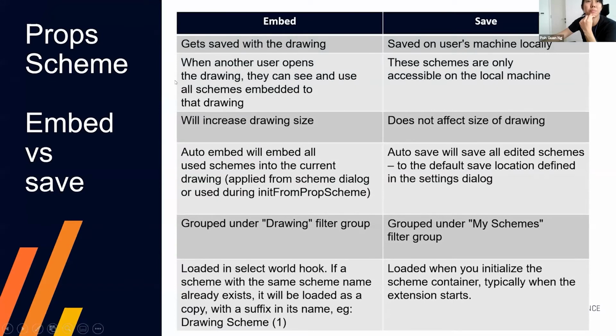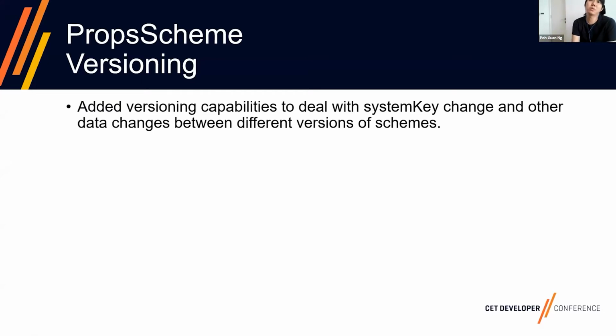So I was going to show you the filter group, but I think we can talk about that later in the UI layout. First, let's talk about versioning. We added the versioning capabilities to make it so that we can support system key changes. So if you have released a scheme earlier on with one system key and later on you decided to change it, you should have a way to modify it in code, like the loaded one.